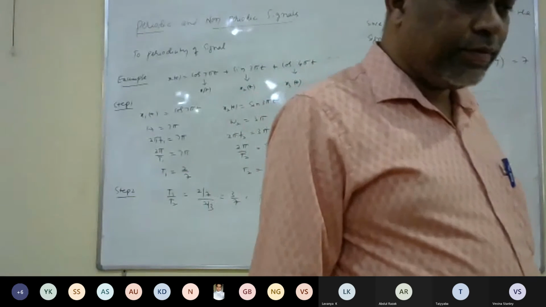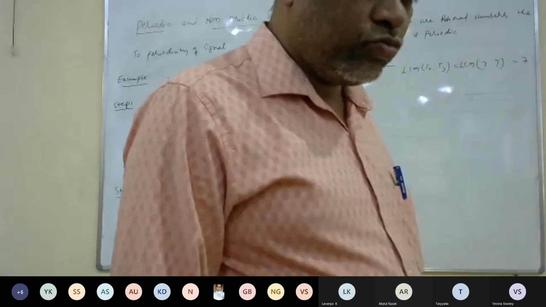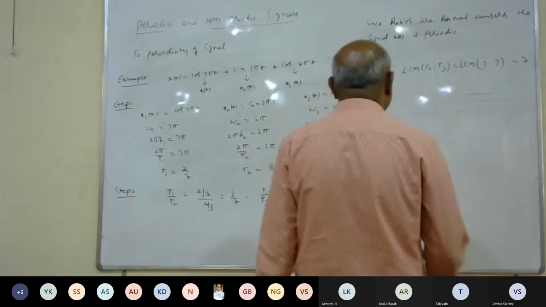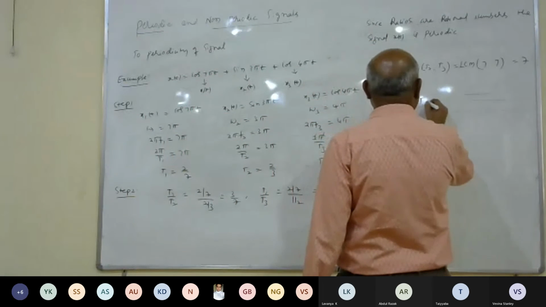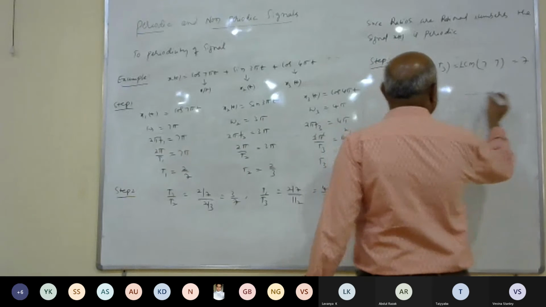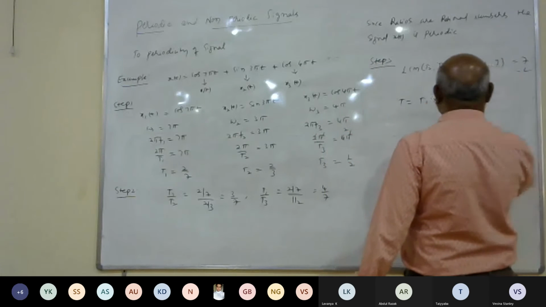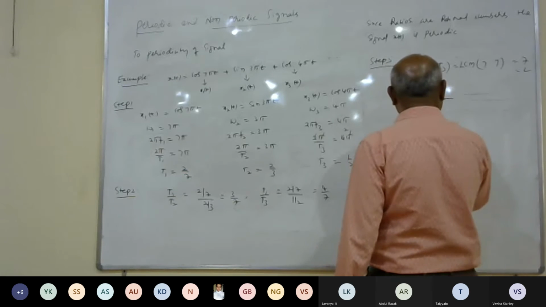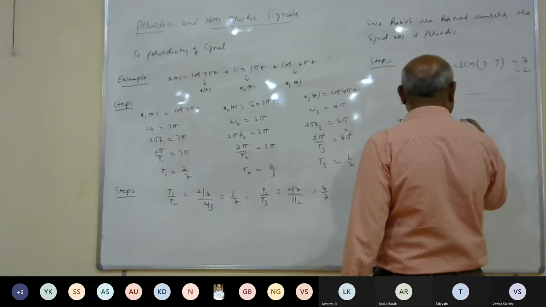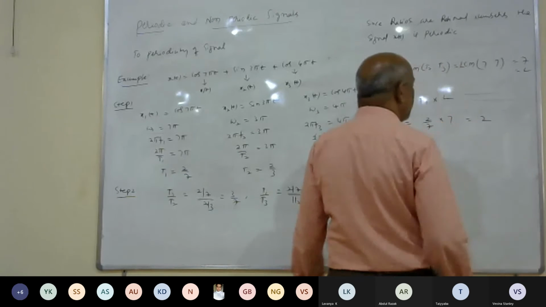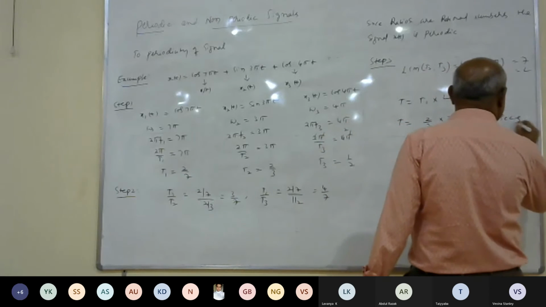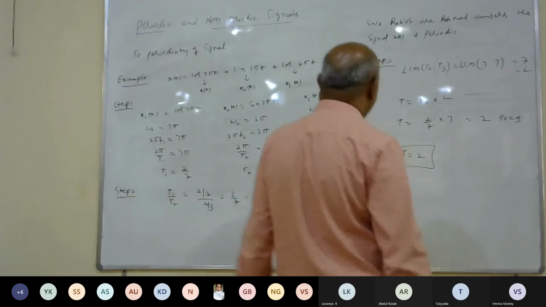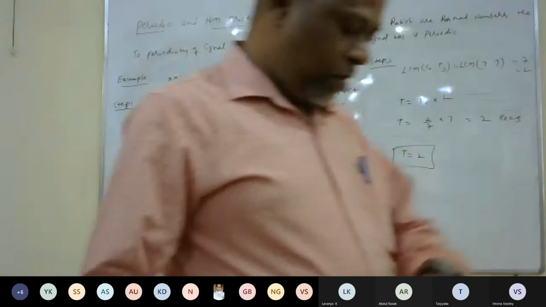Once you have the LCM, the fundamental period is given by T equal to T1 into L. T1 is 2 by 7, and the L value is 7. The 7s get cancelled. The fundamental period is 2 seconds, that is, T is equal to 2. This completes the problem.